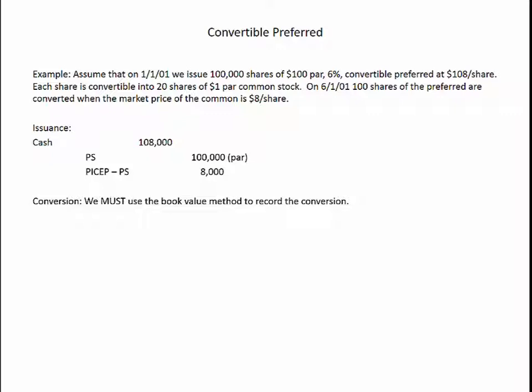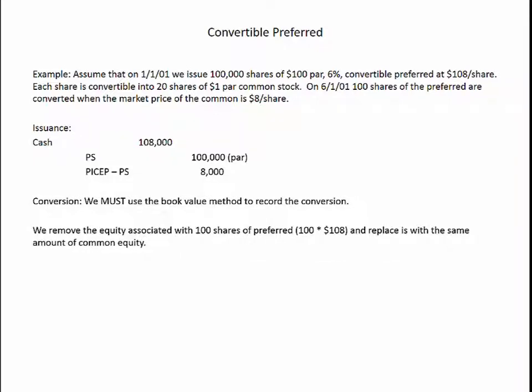Instead, we're going to use the book value method, where we will take away the book value of the preferred stock that's being surrendered and replace it with an equal amount of common stock. So if we're going to convert 100 shares of preferred, we need to remove the equity associated with those 100 shares. Those shares were sold at $108. So we're going to take away preferred stock at par value, 100 shares at $100 apiece, and we're also going to take away the paid-in capital in excess of par on those preferred shares, 100 shares at $8 apiece. So we've taken $10,800 of preferred equity off the balance sheet.